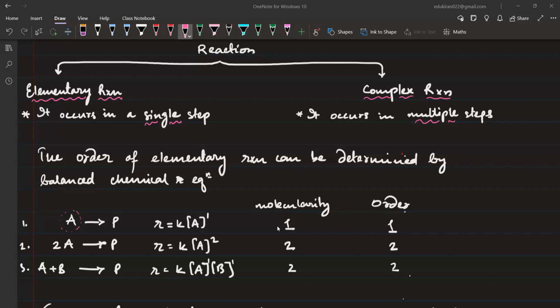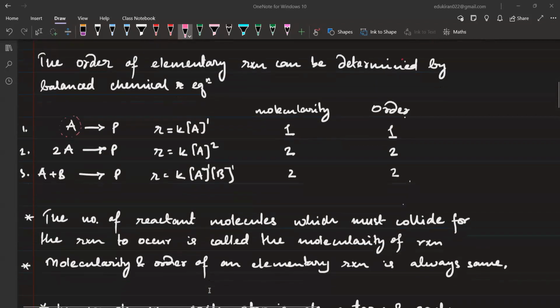So for elementary reactions, please understand this carefully. For elementary reactions, the molecularity of a reaction is its order. Whatever the molecularity is, that is its order. But in a complex reaction, what happens?